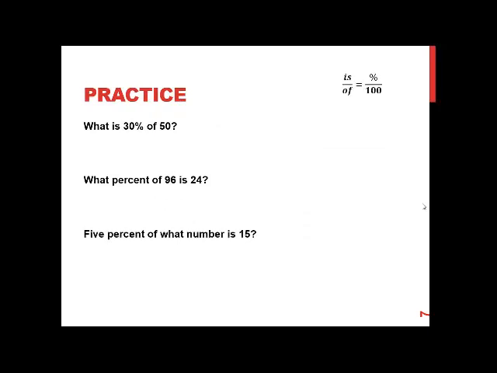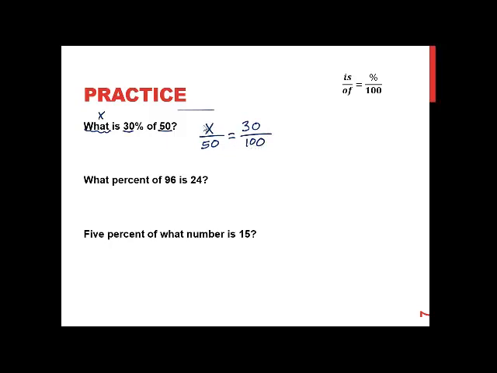So what is 30% of 50? Again, we've got our is over of equals percent over 100. The number that's with is, well, there's not really a number, it's the what. So we're going to call that x. The of is the 50, percent is the 30, and then we have the 100 in there. So we'll do is x, of is 50, equals, and percent is 30 over 100.